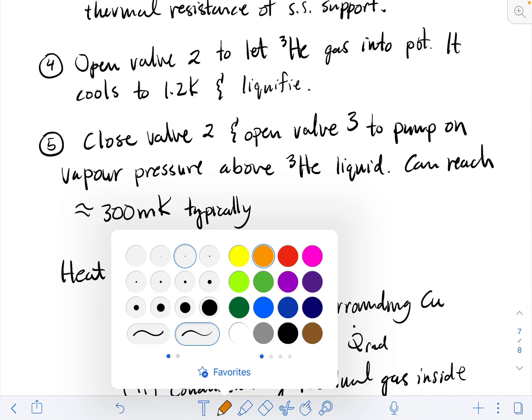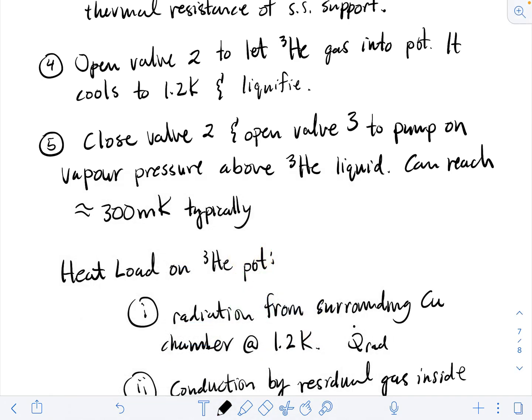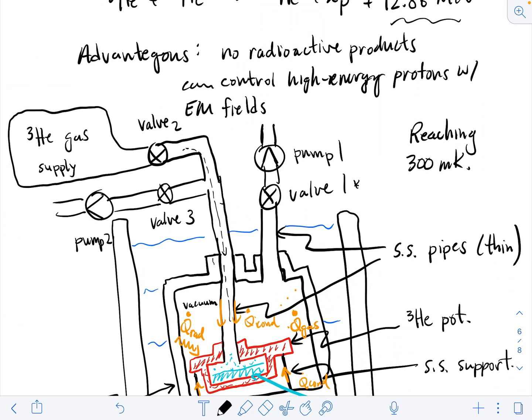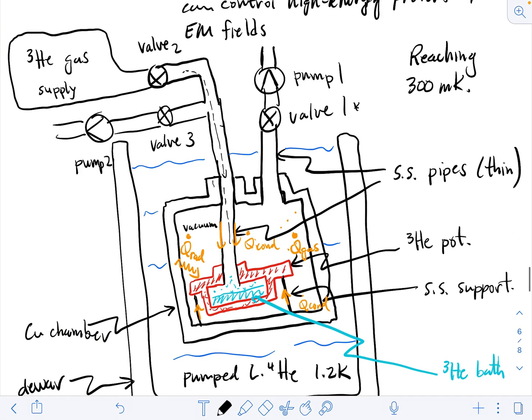Just before I stop, let me just point out that in step 5, it says that we're going to open valve 3 and pump on the liquid helium-3 vapor, and that's true, but we're not going to let the helium-3 just be pumped out into the room. Because the helium-3 gas is so expensive, you're going to have some kind of recovery system that is going to deposit the pumped helium-3 back into your original supply. So there'd be some kind of closed system where you're never going to lose any of that helium-3 gas. Okay, good. Thank you very much.